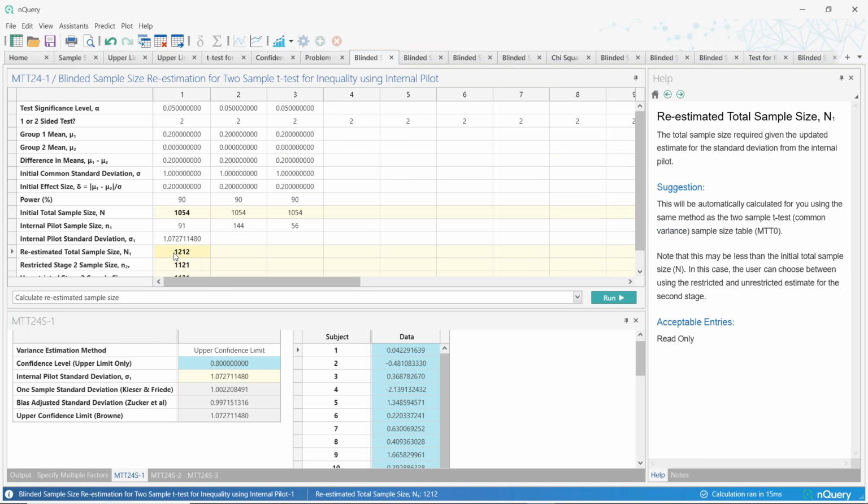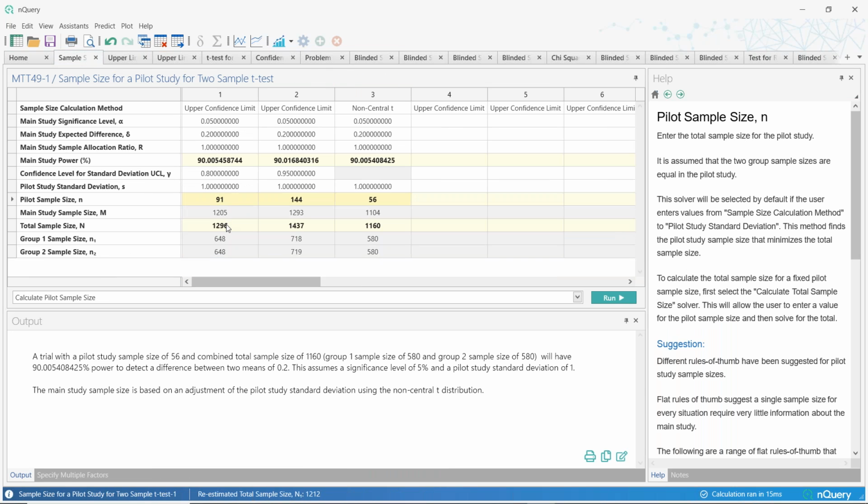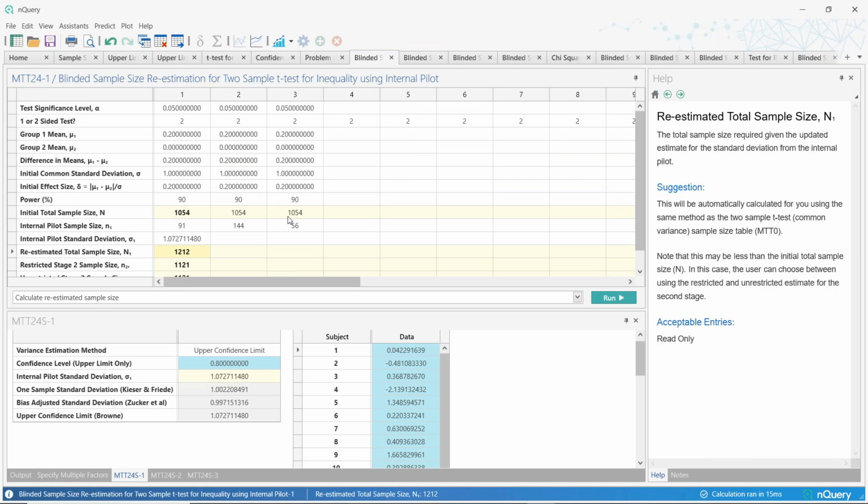But the main thing here is that the total sample size for this simulated scenario is 1212, which is around 100 less than the total sample size if we did an external pilot and then a main study. So you've made that big saving of 100 people, with the exact same scenario and the exact same assumptions about recalculating the standard deviation based on the internal pilot rather than an external pilot.